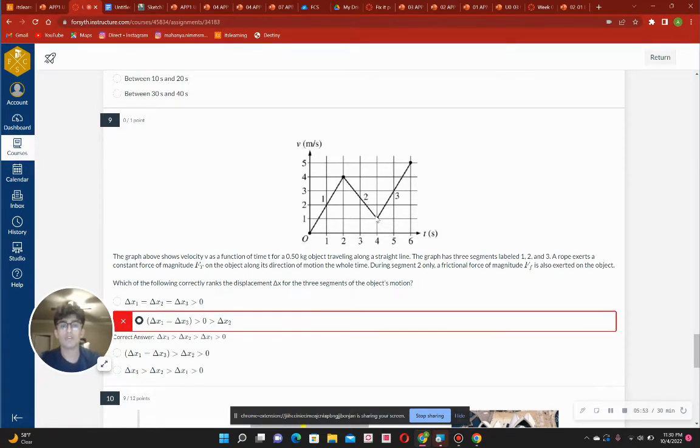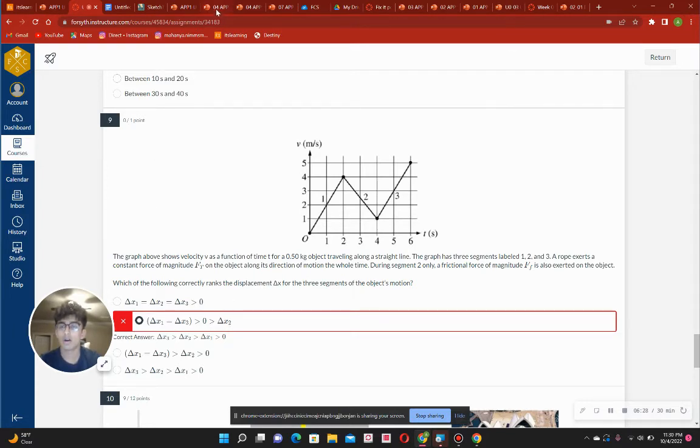Now, for segment 3, there's also a rectangle and a triangle. The rectangle, same thing: width of 2, length of 1. So 2 times 1 is 2. We hold on to that. Then the triangle has a width of 2 and a length of 4. So 2 times 4 is 8. 8 divided by 2, since it's a triangle, is 4. So 4 plus the 2 from the rectangle is 6. So segment 1 has a displacement of 4, segment 2 has a displacement of 5, and segment 3 has a displacement of 6. So that would be the correct answer here.